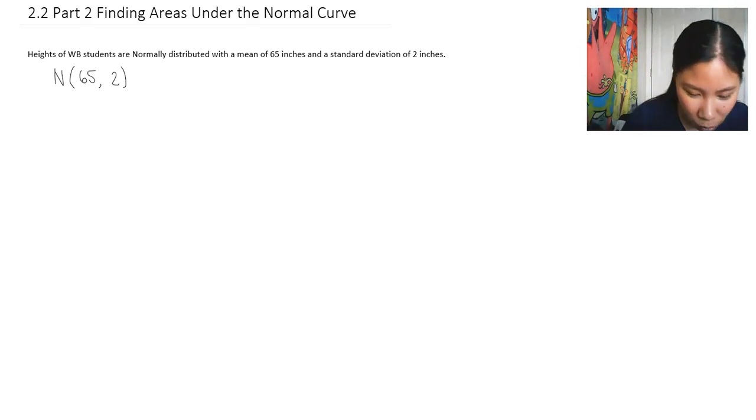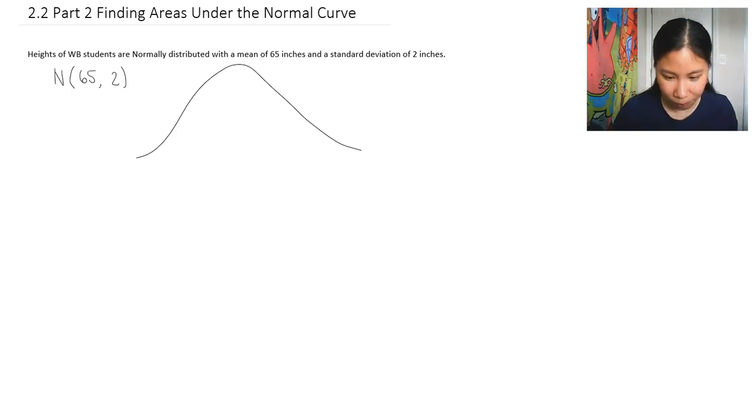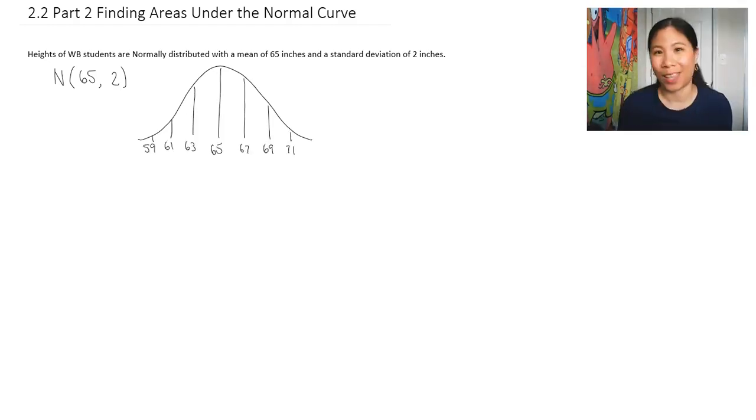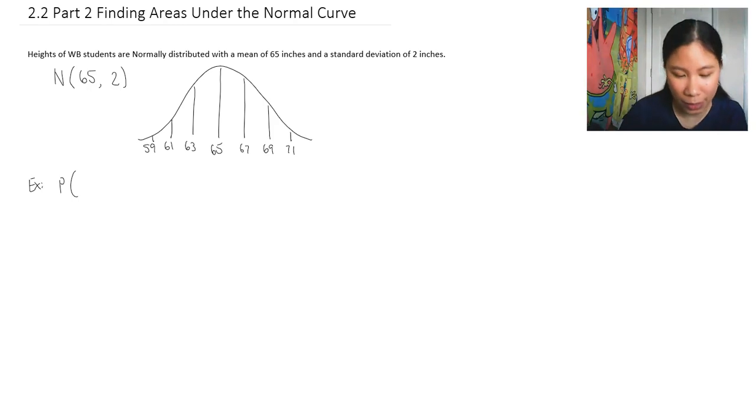The first thing I'm going to do is draw this out, because that always helps me figure out what areas I'm looking for. There it is, beautiful. Took me a couple tries, but we are trying to find a probability this time. So I'll write it with my probability notation.